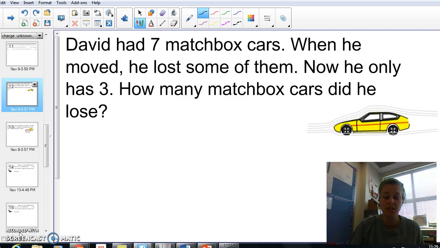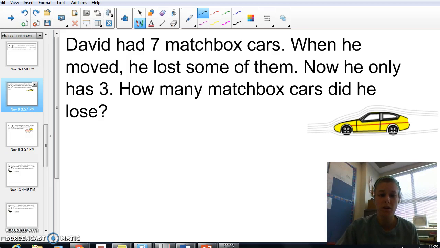Okay, so we're going to continue solving some of these story problems. The first thing I always do is I always read the problem. So this problem says David had 7 Matchbox cars. When he moved, he lost some of them. Now he only has 3. How many Matchbox cars did he lose?